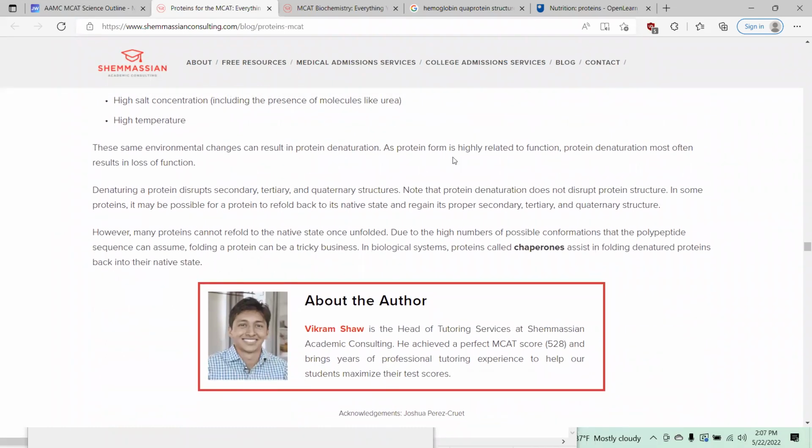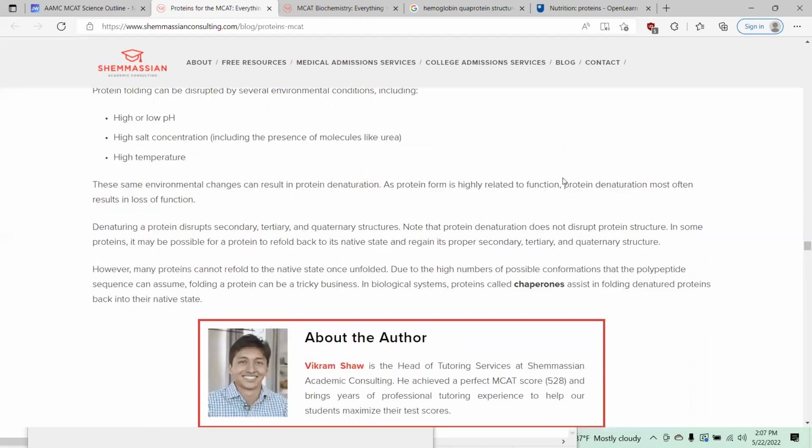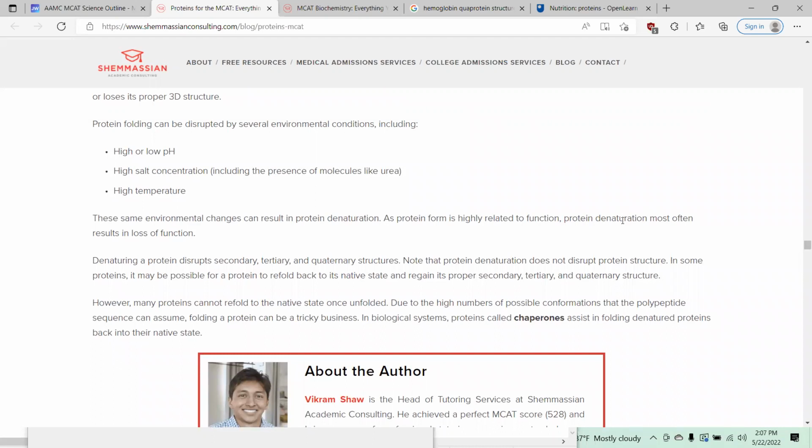Now, these environmental changes can result in protein denaturation. A protein's form is highly related to its function. So denaturation usually means a loss of function. Sometimes the denaturation is reversible, and sometimes it's irreversible. For example, if you cook an egg, you can't really turn it back into an uncooked egg.